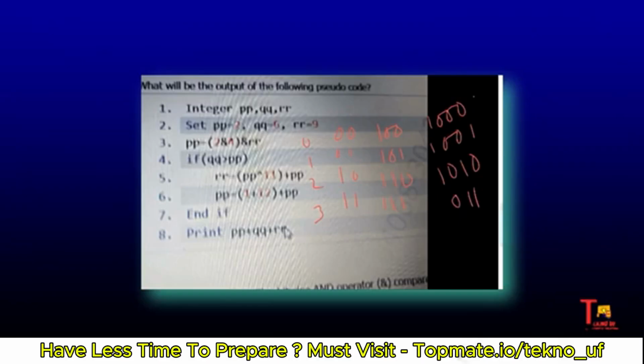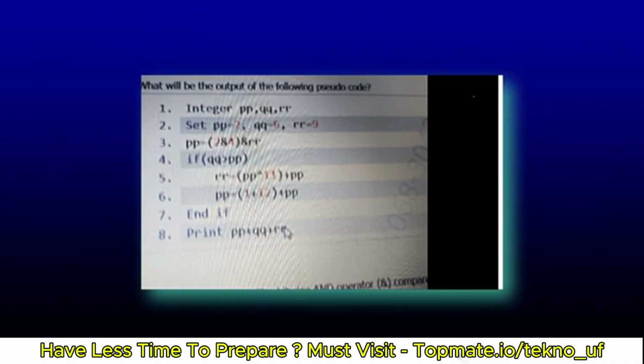Okay, so let me solve this problem. Here at first we are initializing p is equal to 2 and 4. So, the bitwise and operator. In case of the bitwise and operator, true and true is true, true and false is false, false and true is false, and false and false is also false.